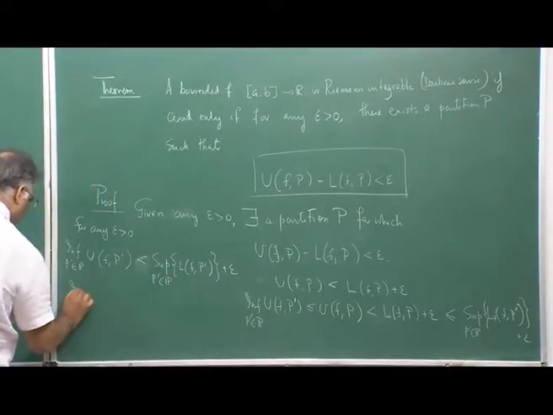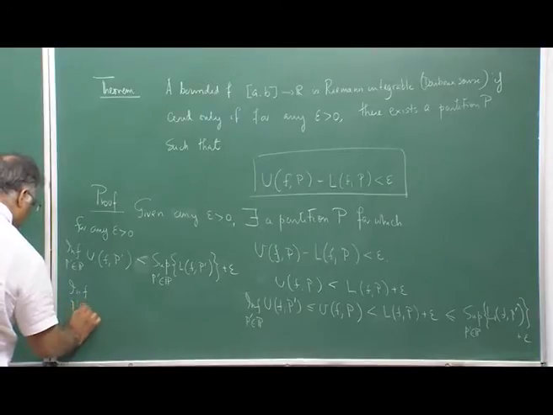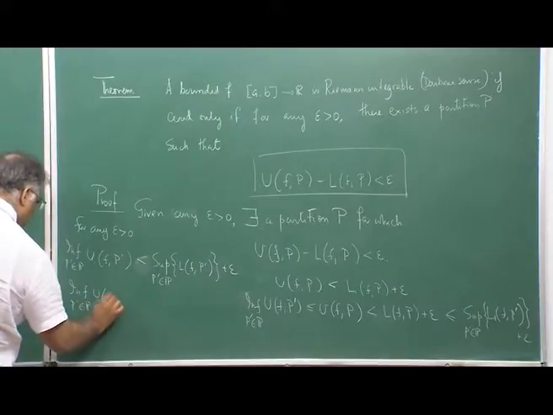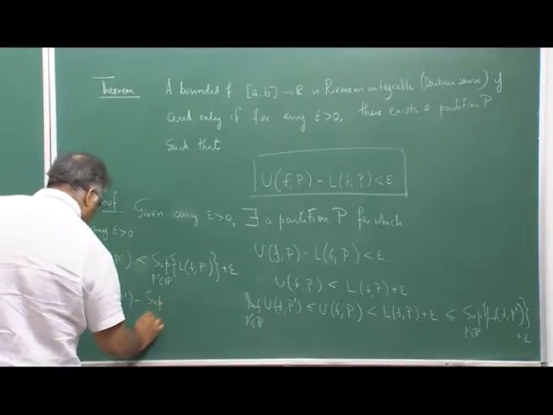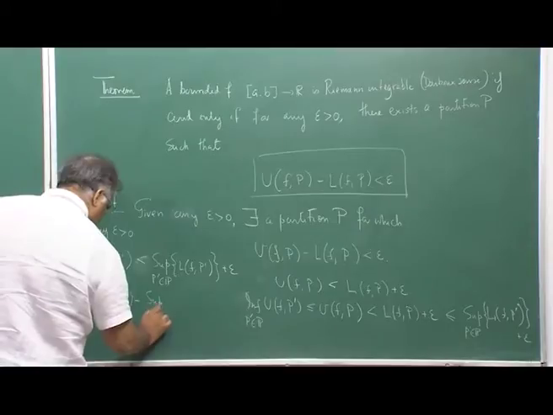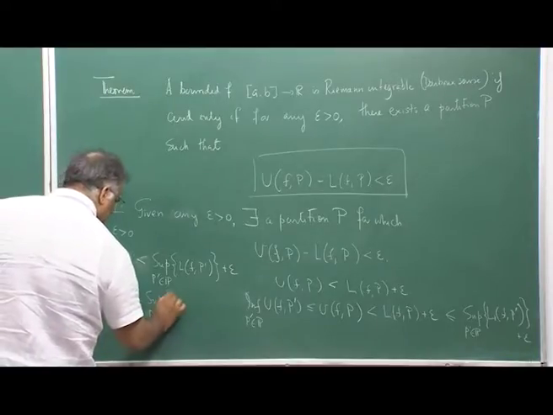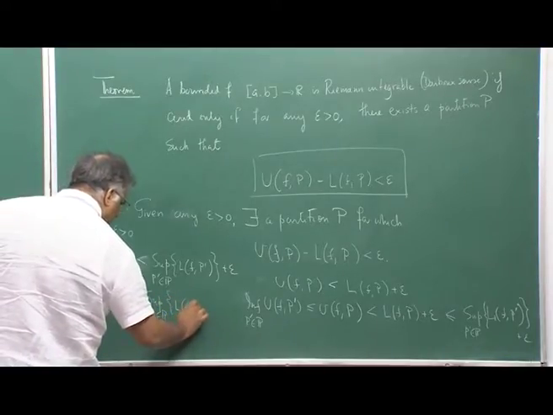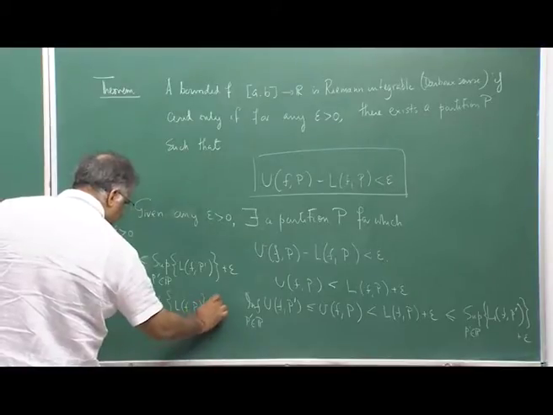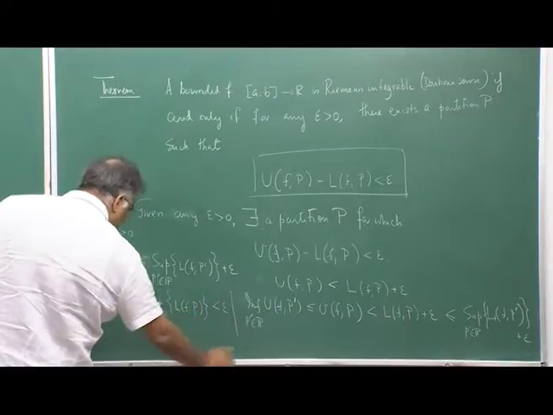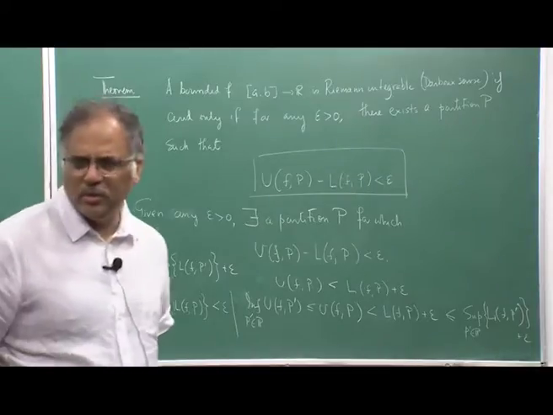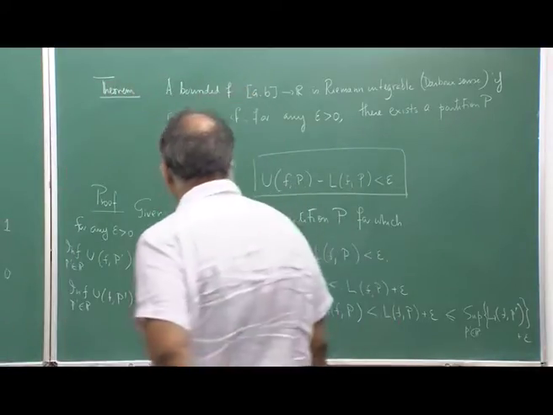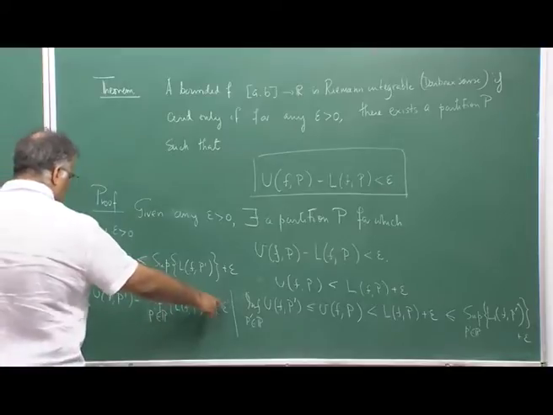So you have inf over P dash, an element of the partition set P, of UFP dash minus sup over P dash of LFP, strictly less than epsilon. This is what you get. Now this is true for any epsilon greater than 0. So I can make the epsilon smaller and smaller and smaller. So in the limit, I can take this limit to be 0.